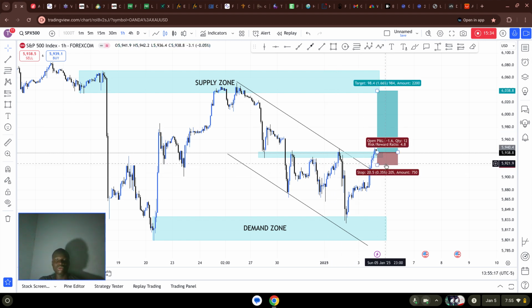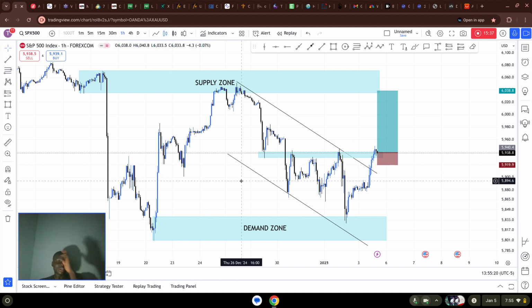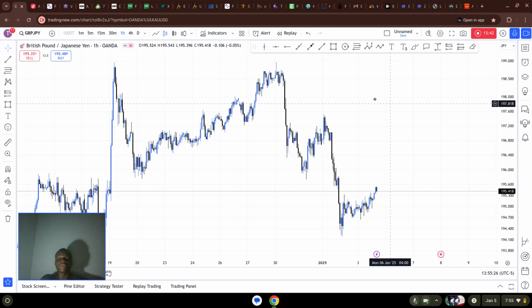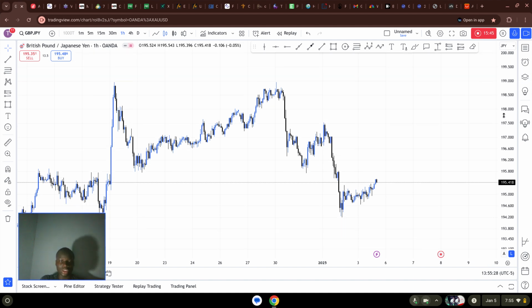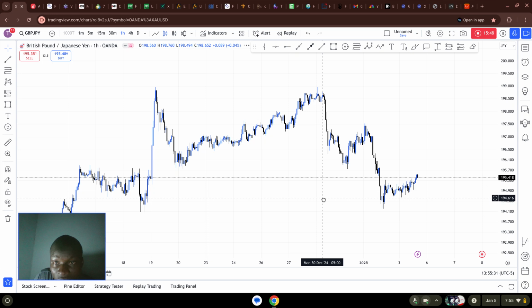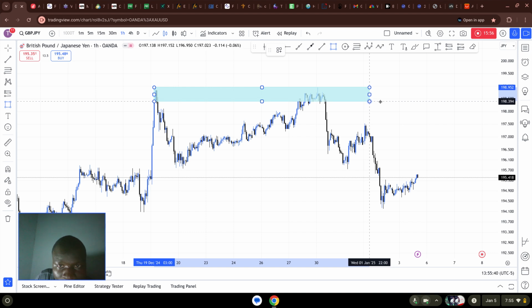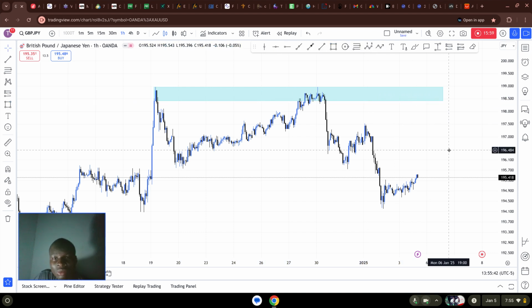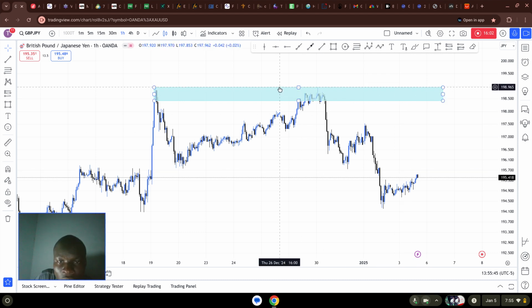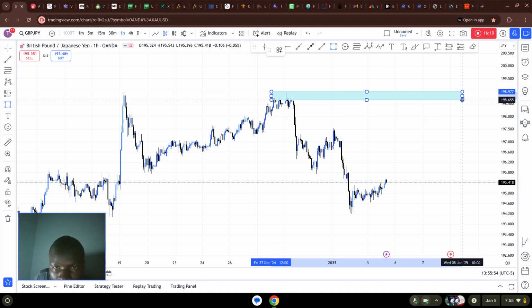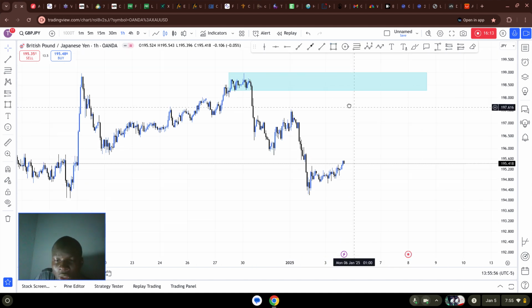Then go for the SP500. Same analysis for those. For GBPJPY, if you have to check it, the first thing is you're going to see this zone. You need to start from here. We have consolidation, it's a big move, and we extend it to the future.